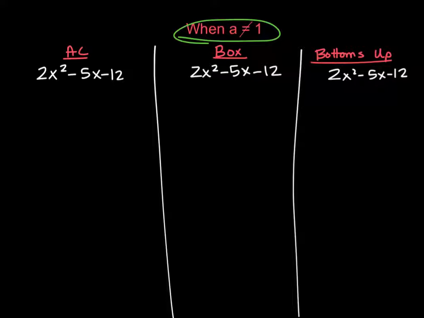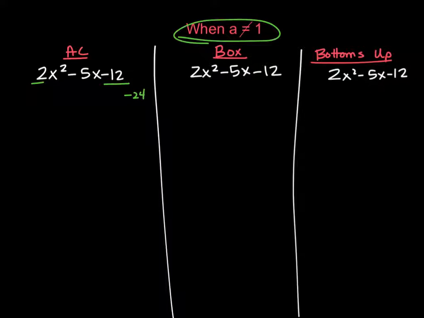So I cannot do shortcut with this method. So the first method that we learned last year, one of the most common ones, is called AC. A and C, that's my first and my last numbers. So to do AC method, we multiply those together.